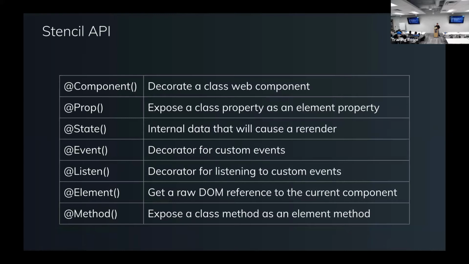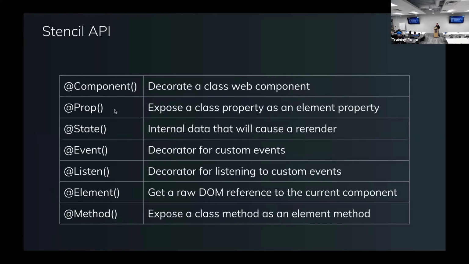So this is what the API looks like. You're writing them in TypeScript. So if you're familiar with Angular, this might look really familiar. You'll have decorators like the component decorator. You also have prop, state, events. You can listen for events. There's an element and a method. So every Stencil component will have a component decorator, and that's where you call the component, you give it a tag name, you can link to a CSS sheet. I'll show this in a second.